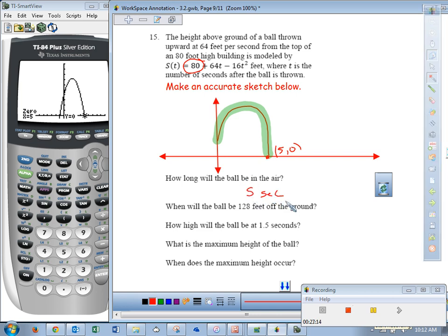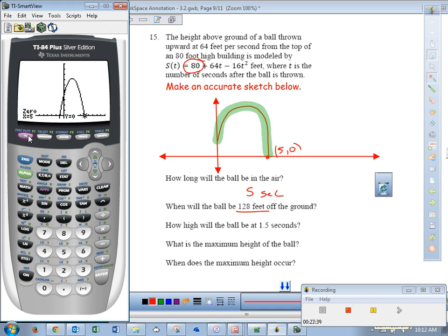So far, so good. When was the ball 128 feet off the ground? Is 128 an x value or a y value? It's a y value, correct? Well, the way we taught you a long time ago was put 128 in for y and solve for x. We'd have to use quadratic formula. We have a graphing calculator. Go back to y equals. We have this graph up here.